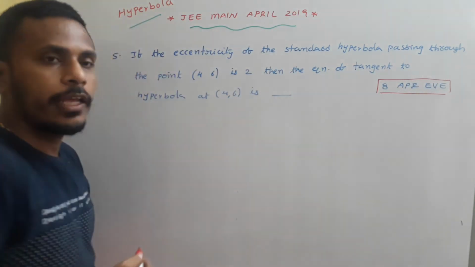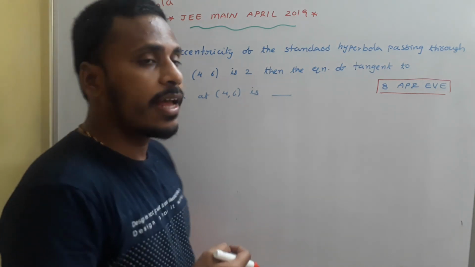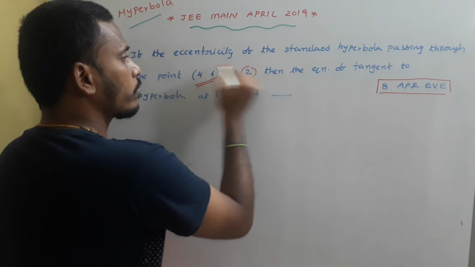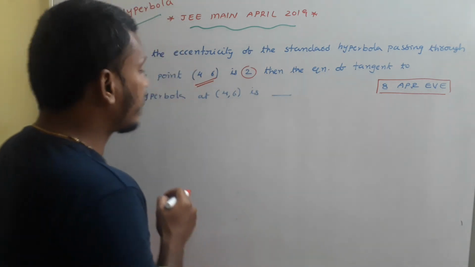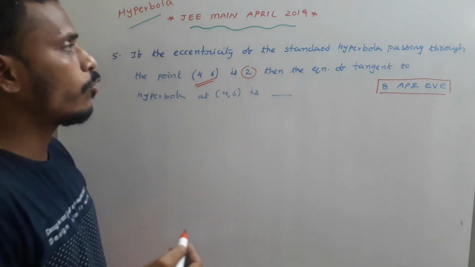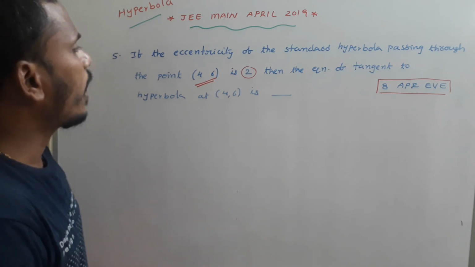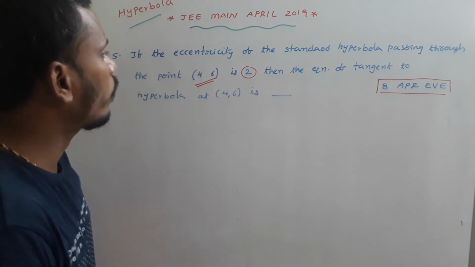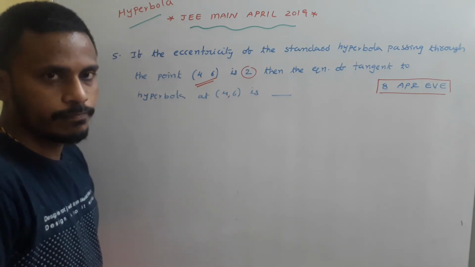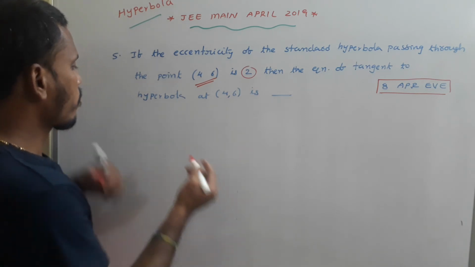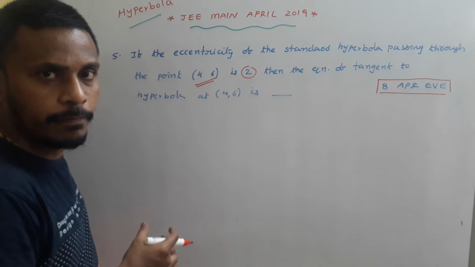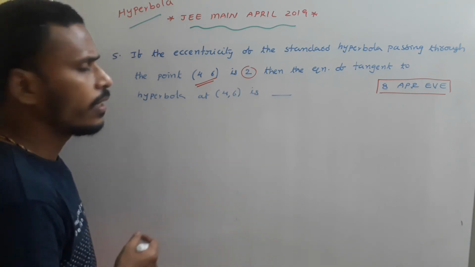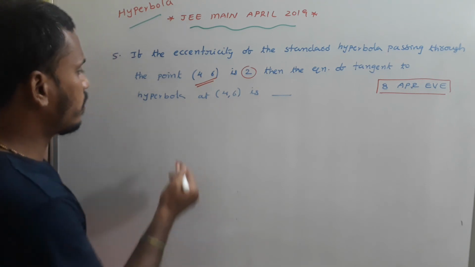Okay. If the eccentricity of the standard hyperbola passing through the point (4, 6) is 2, then we need to find the equation of the tangent to the hyperbola at (4, 6). Eccentricity of the standard hyperbola passing through the point (4, 6) is given as 2. So first of all we need to find the hyperbola equation, and then it is easy to find the tangent at the point (4, 6).